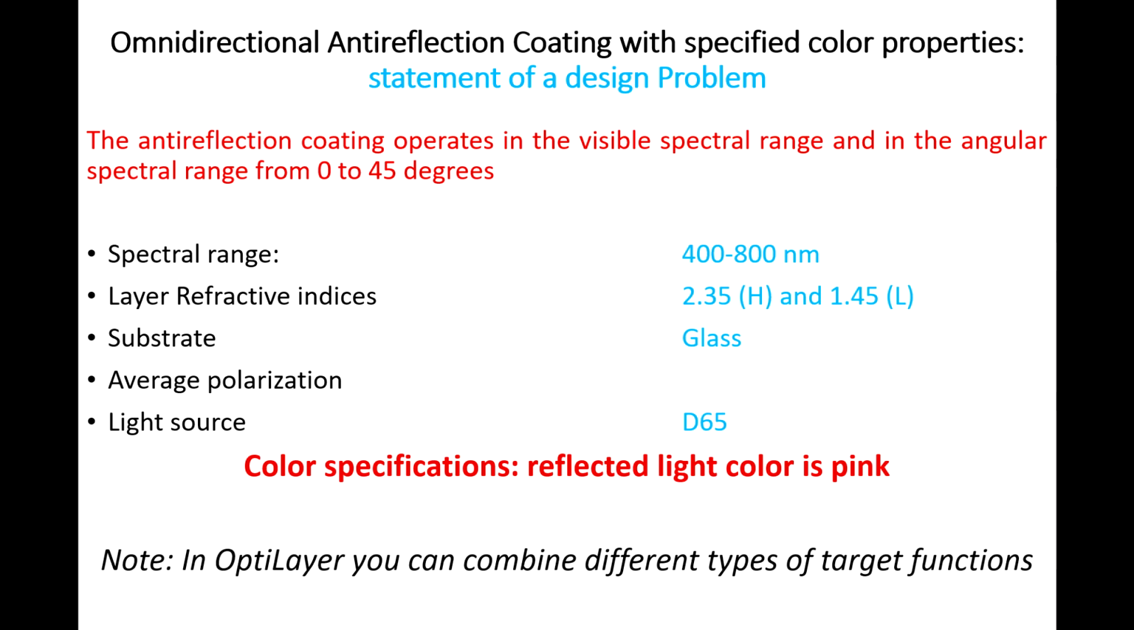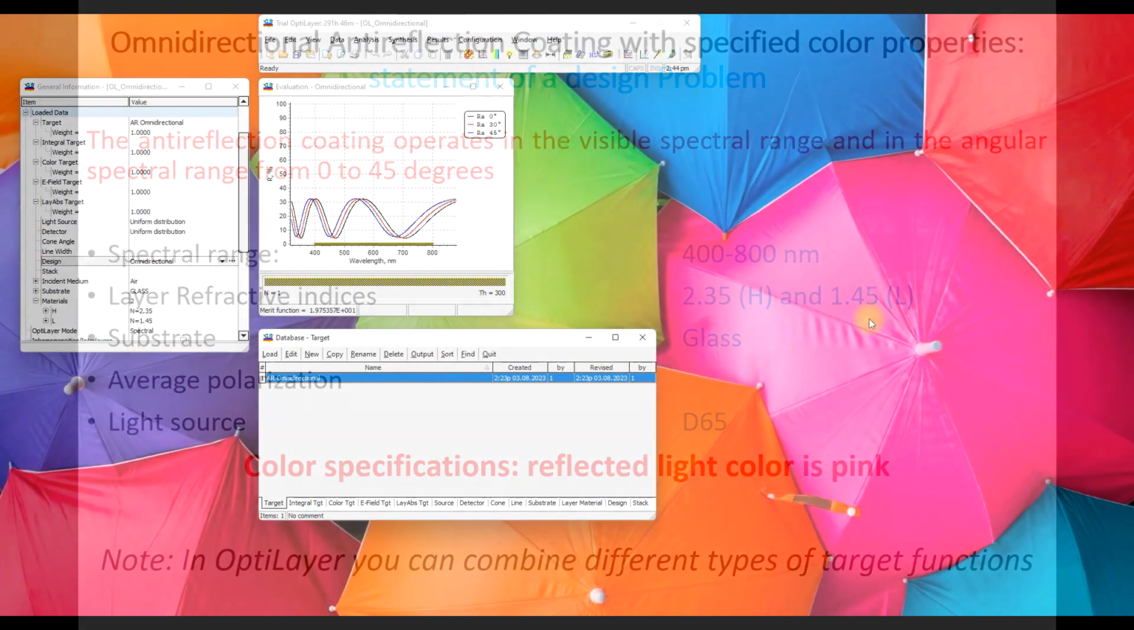In OptiLayer it is possible to use a multi-target. You can combine different types of targets. Let's look at how OptiLayer will deal with this problem.